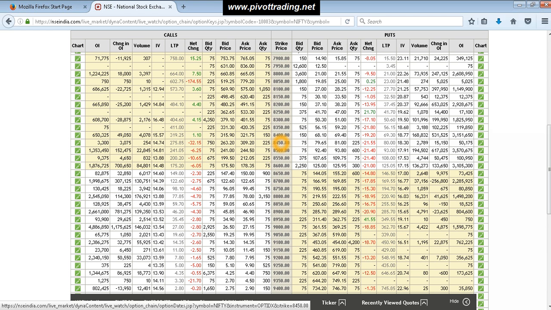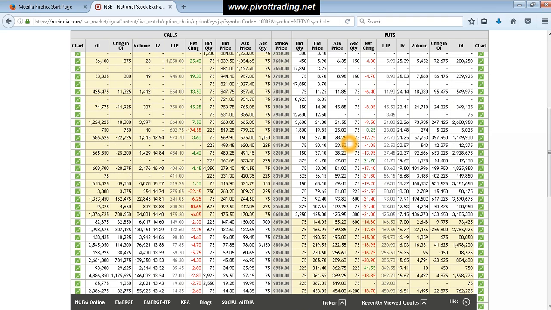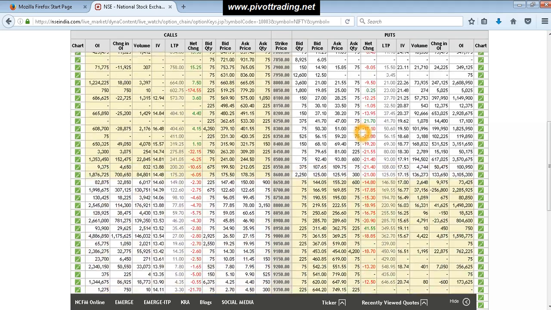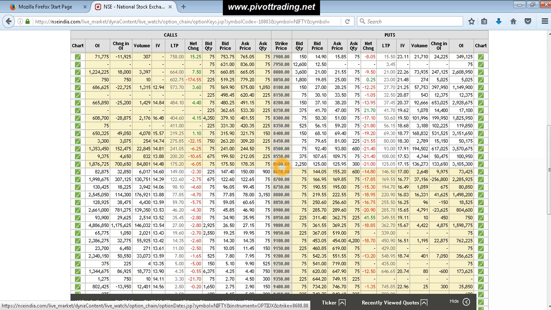So similarly here, there are different ways. Currently we have the 8600 call. As I mentioned before, there are three types of options: at the money option, in the money option, and out of the money option. Since the current Nifty index is trading at 8600, the 8600 call and put are called at the money options.